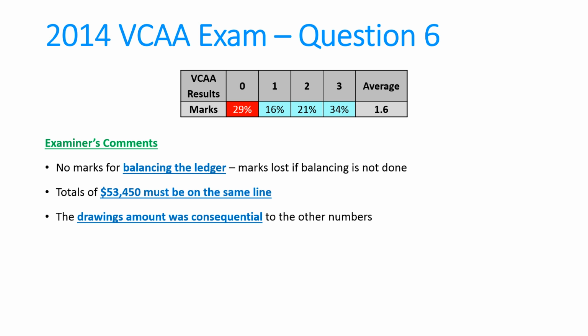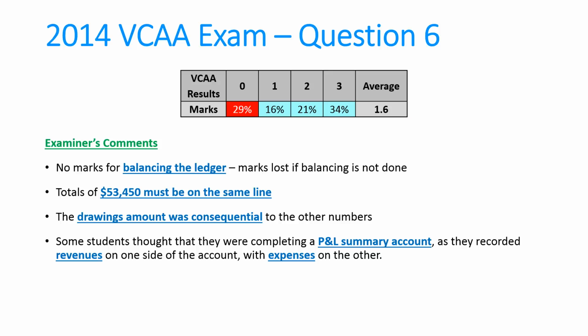Lastly, the drawings amount was consequential to the other numbers, so because it was an X, it really depended on some of your other figures. You might have got a different answer but still got a mark for that, just because you carried forward a wrong figure from one of the other transactions. Some students also thought they were balancing a profit and loss summary account, and they put in the revenues on one side and expenses on the other. Remember, they will never appear in the capital ledger. The capital ledger will just have the transfer from profit and loss summary.